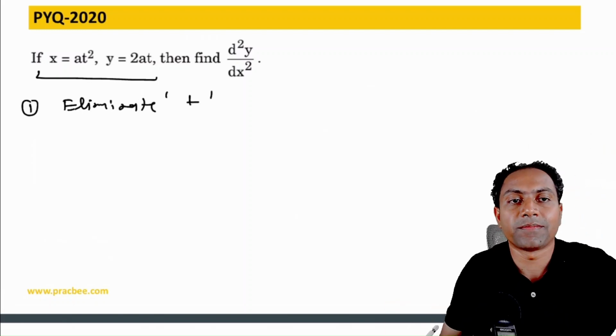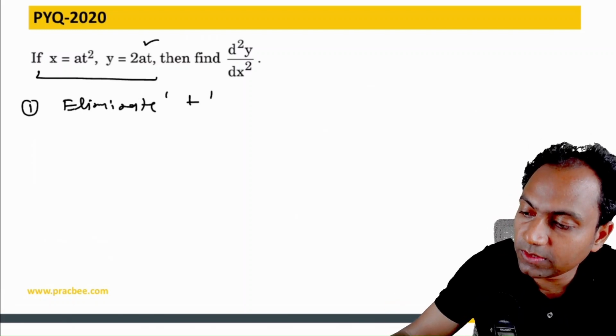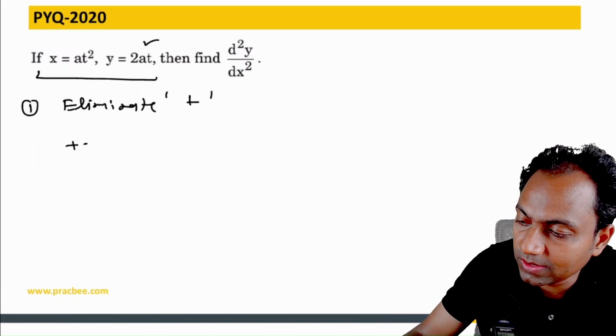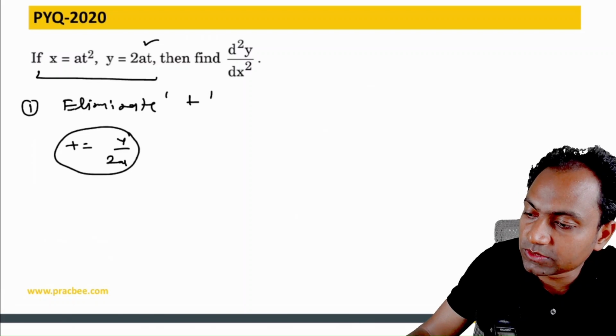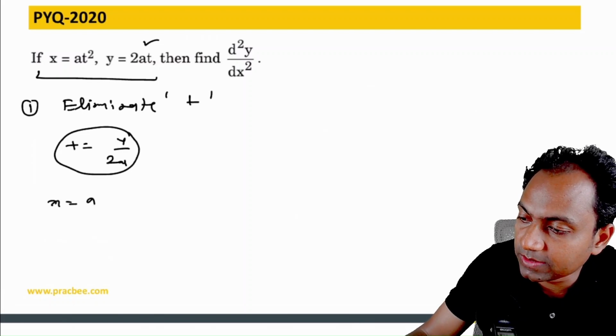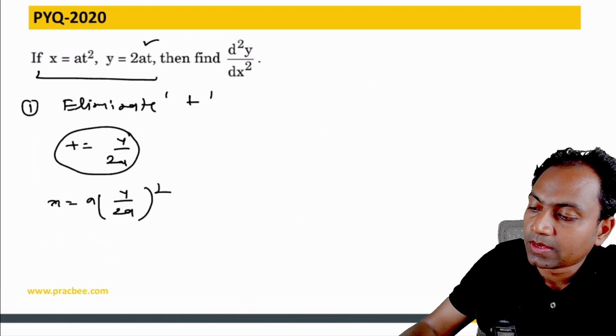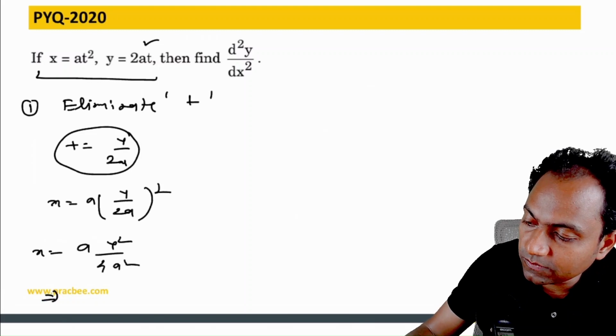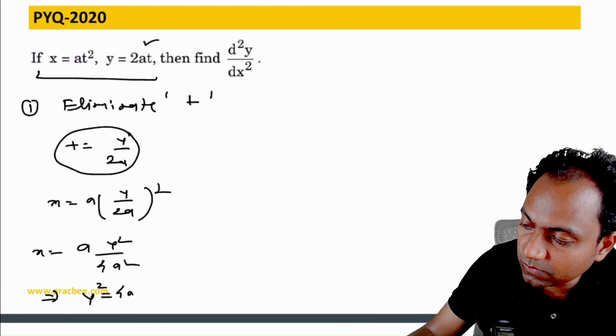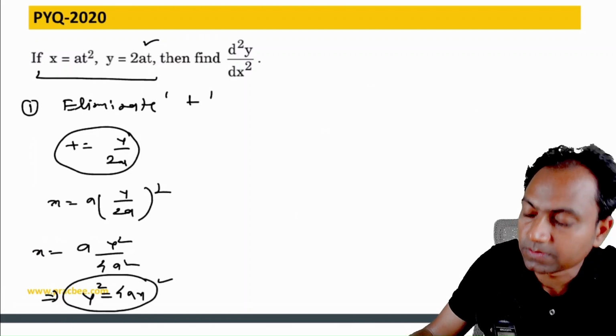I'm eliminating the parameter. So what we can do is take the value of t from the second equation. If I find t, it is nothing but y by 2a, and put this in the first equation. So x is equal to a times (y by 2a) whole square. And if I do so, it becomes x is equal to a into y square by 4a square. So you can see that from here, y square is equal to 4ax. This is what we are getting.